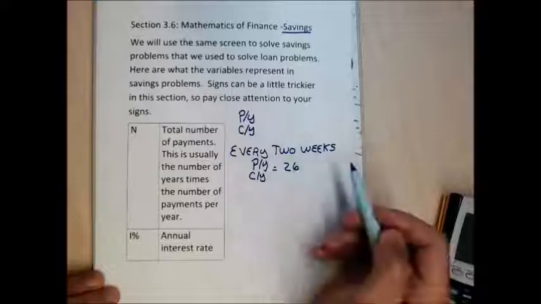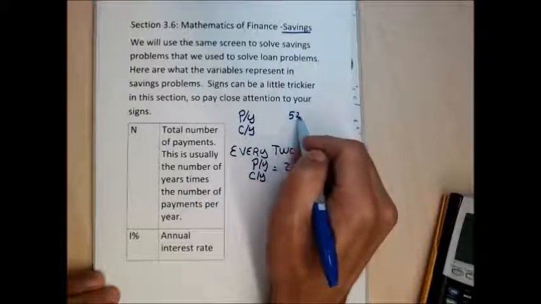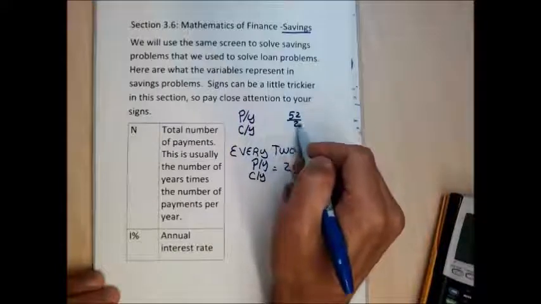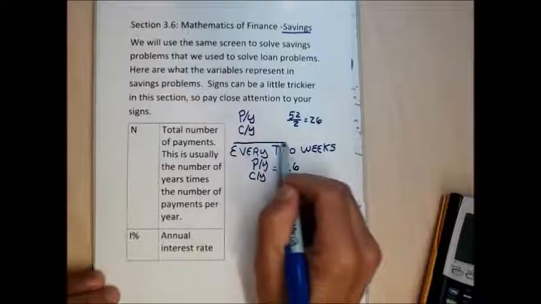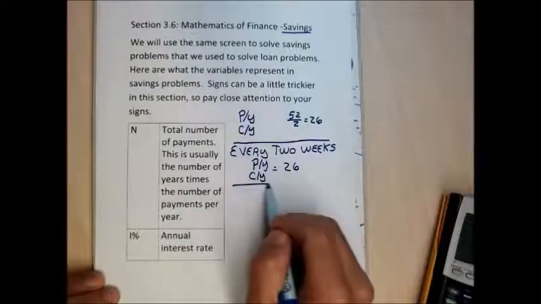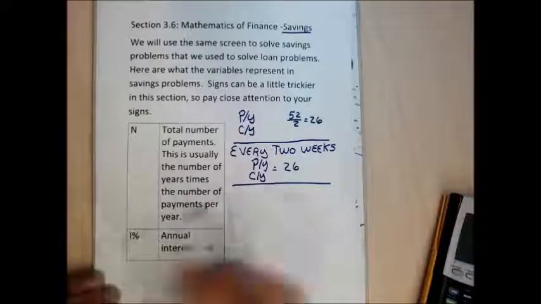I get paid 26 times per year because there are 52 weeks in a year, and if you divide by 2 for getting paid every 2 weeks, you get 26 paychecks. So in savings problems, the PY and CY might wind up being 26, if somebody's saving for retirement and they're getting paid every 2 weeks.